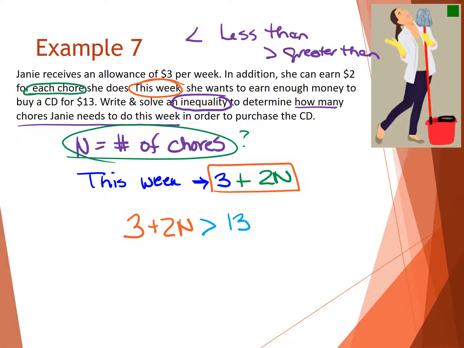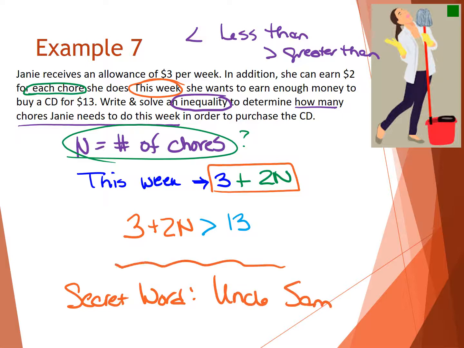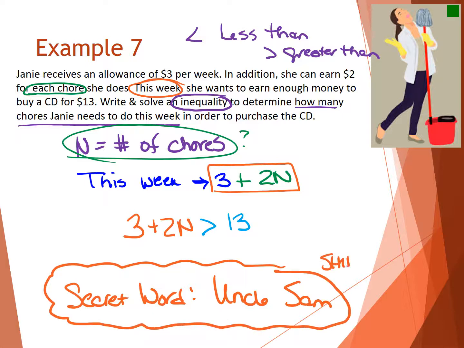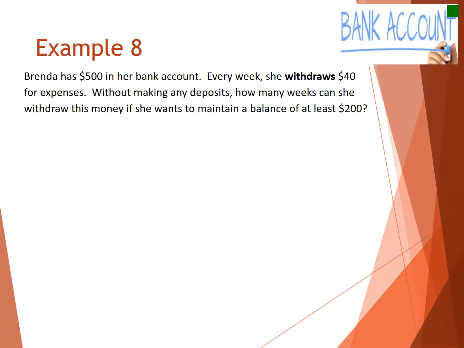So let's put in here one of those secret words. The secret word here is Uncle Sam. So put that in your notebook, put a little star around it, and put shh. That's the secret word.